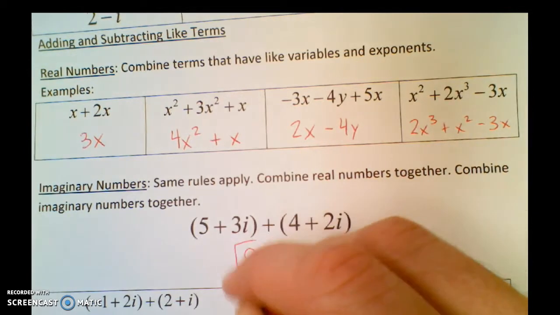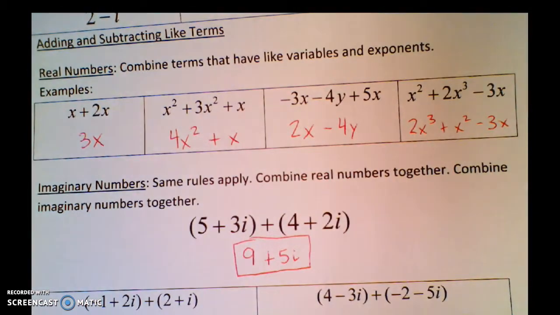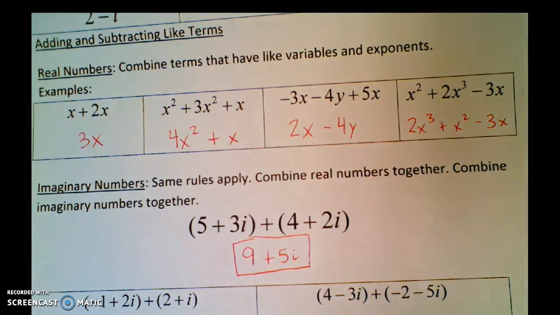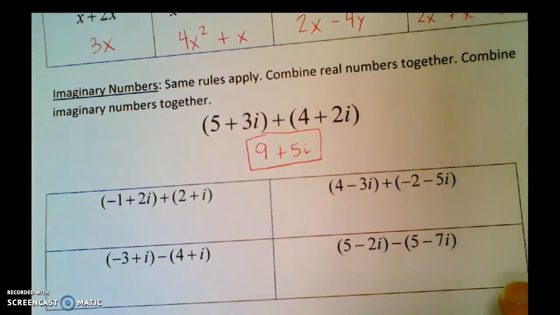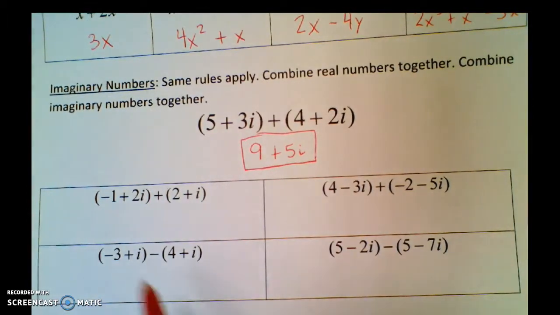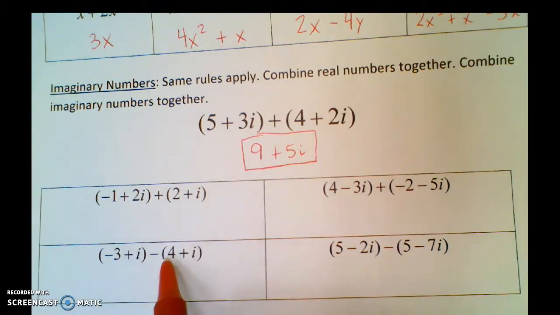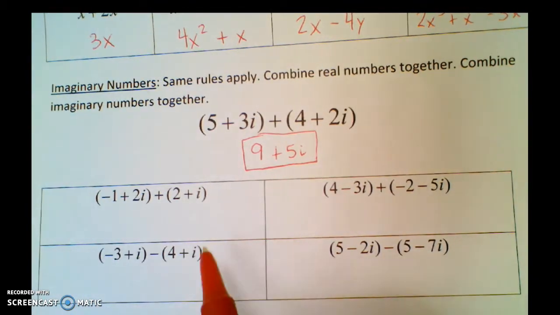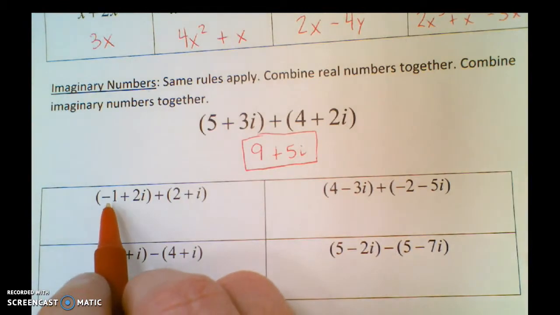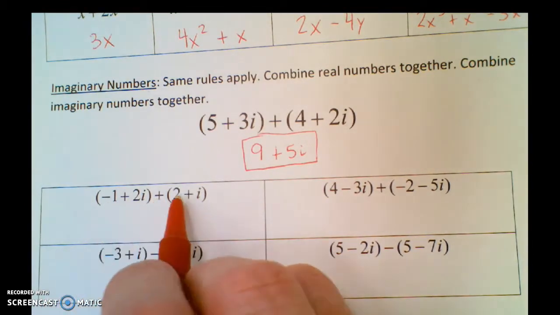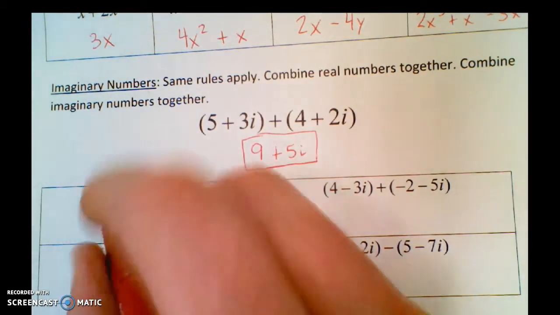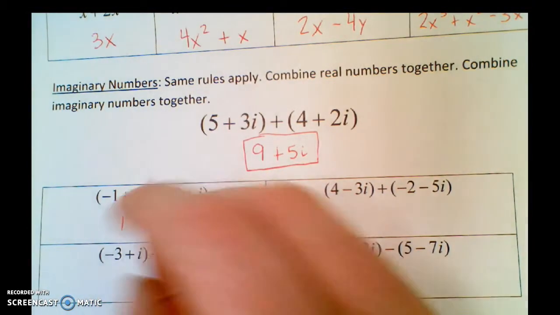So you can perform operations with them. It's the same steps that you would do in the real numbers. So this is nothing new. So let's try some practice problems here, and you can pause the video if you want and try these, and then start it again to see what the answers are. So here I'm going to take -1 and add it to 2. So that's +1. And then 2i plus another i is 3i.